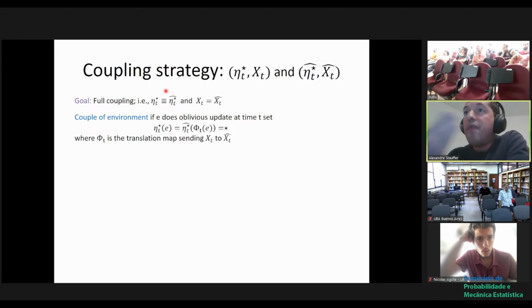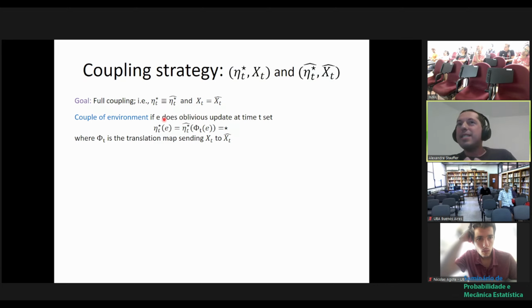If we establish a full coupling, that is, the two environments are equal everywhere and the Walkers are at the same vertex. So there are two components of this coupling. There is the coupling of the environment and the coupling of the Walkers. The coupling of the environment is the easiest, and I can describe it in one sentence, and it's here.